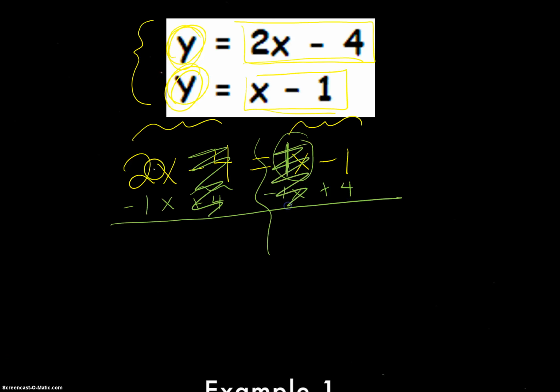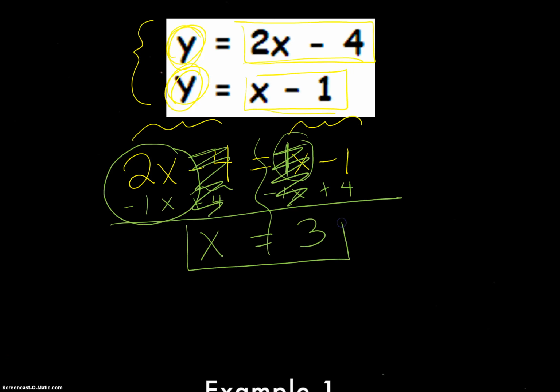So when you're done, your math is going to look like this. I have 2x minus 1x, which is just x, and negative 1 plus 4. Negative 1 plus 4, they're different signs, so you're going to subtract, and you're going to keep the sign of the bigger one. So x is equal to 3.